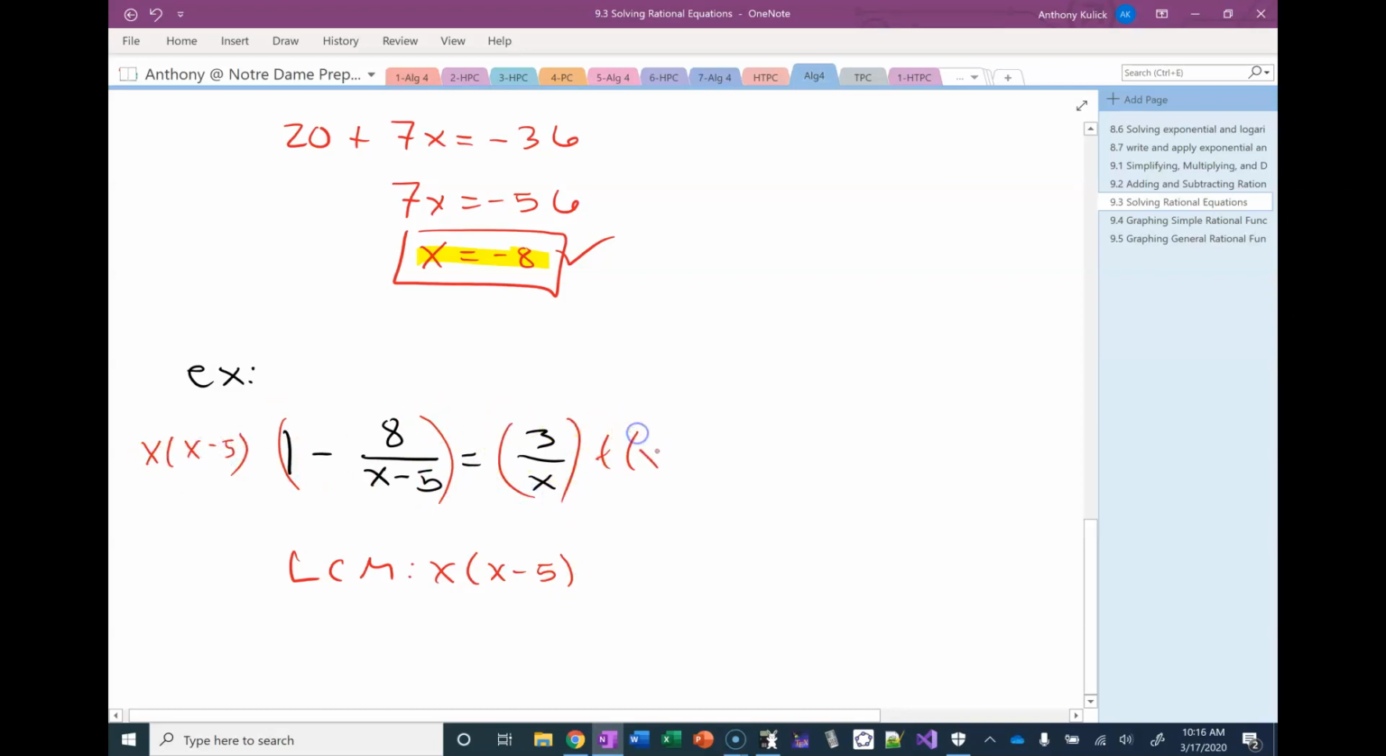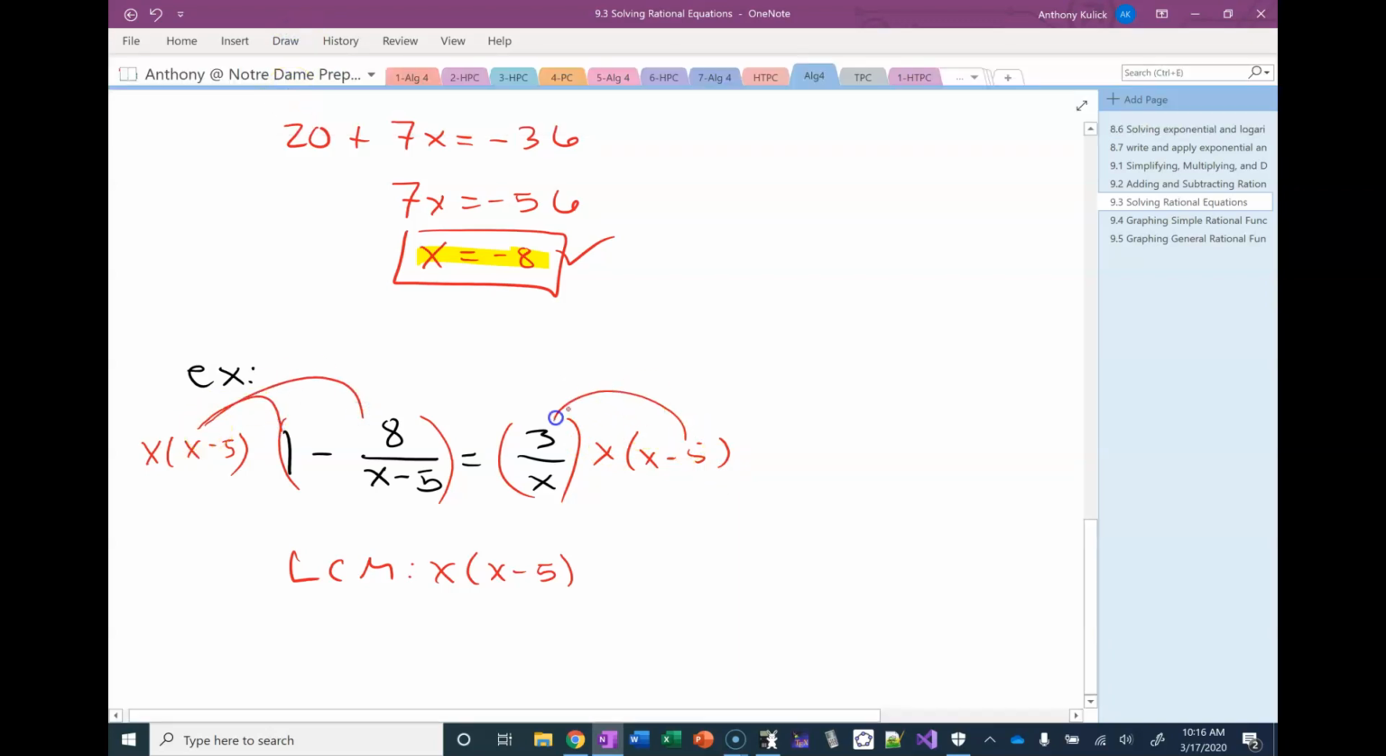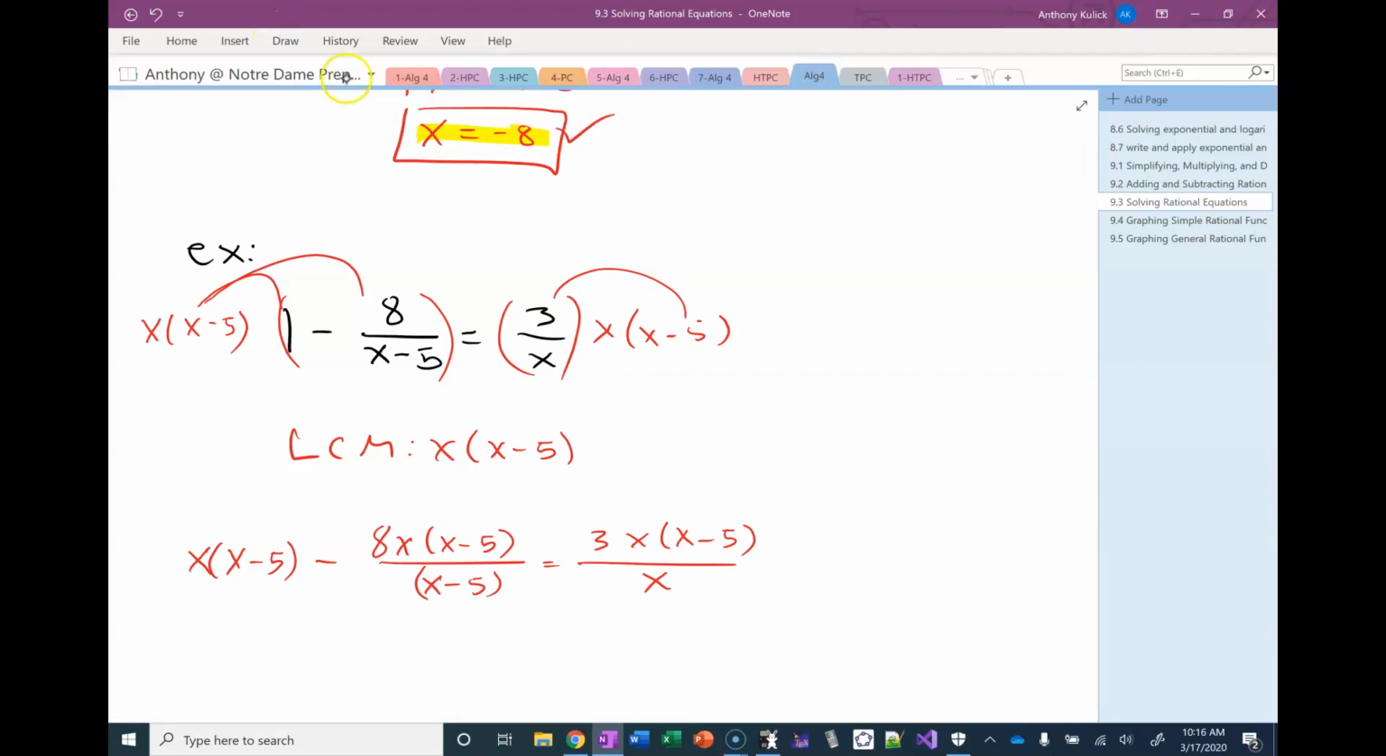So I'm going to multiply that to both sides of this equation. That's going to distribute. So what I have then is x times x minus 5 times 1, or just x times x minus 5. I'm going to have 8x times x minus 5 over x minus 5 equals 3 times x minus 5 over x. Now I'm going to reduce each of these individual fractions, so the x minus 5's can cancel, and these x's can cancel.